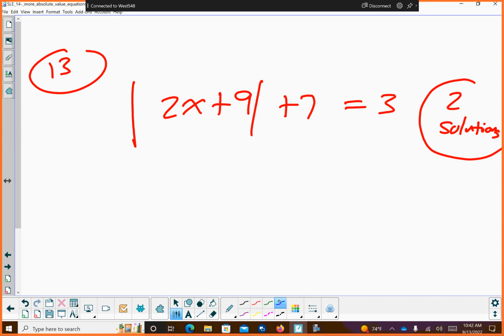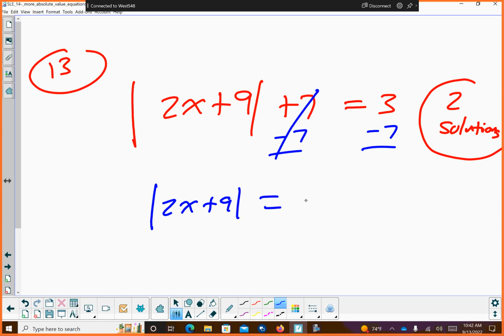Well, in order for us to start working this, before I find the critical value, I'm going to clear things away from my absolute value. What can you tell me about this? It's negative. Can I have a negative distance? No. What's my answer? No solution.